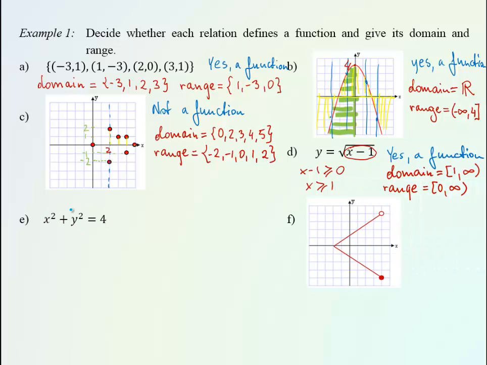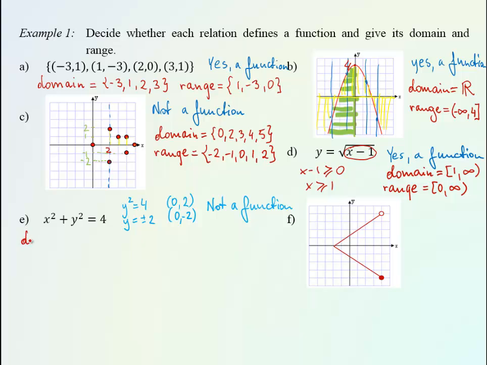In the following example, we have a relation given by an equation again. But this time, if I choose something for x, for example, if x is 0, then we end up with y squared equals 4. Well, if y squared equals 4, then we actually have two possible solutions. Our y could be plus or minus 2. So for the same x, 0, I can attach 2 or -2. That makes it not a function, since we don't have a unique value attached to the same input.